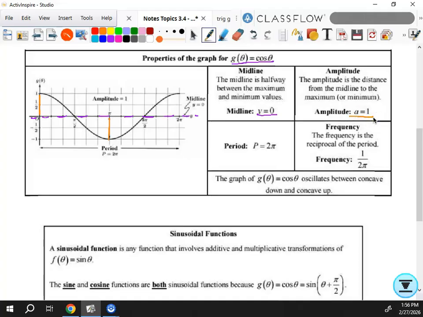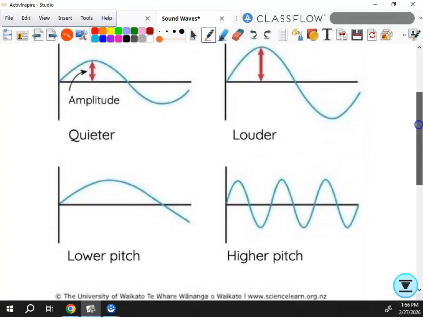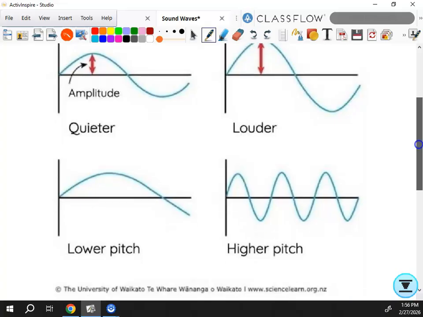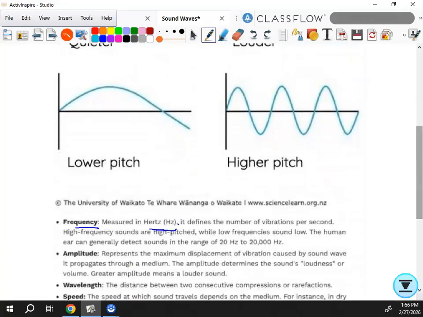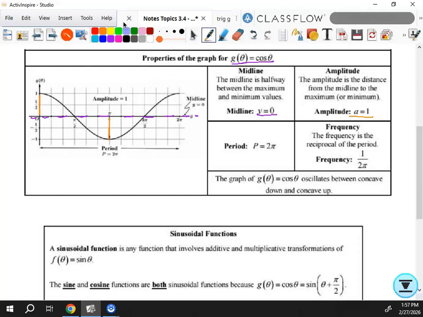Amplitude is 1, and I think I had time to show you this yesterday. The sound waves, where if it's quieter, the amplitude is smaller. If it's louder, the amplitude is bigger, and you're amplifying something, right? As far as sound waves are concerned. And pitch, lower pitch is a stretched out graph. A higher pitch would be more squeezed together. Okay. And so back over here. All right. Again, period and frequency, same thing, and we oscillate.